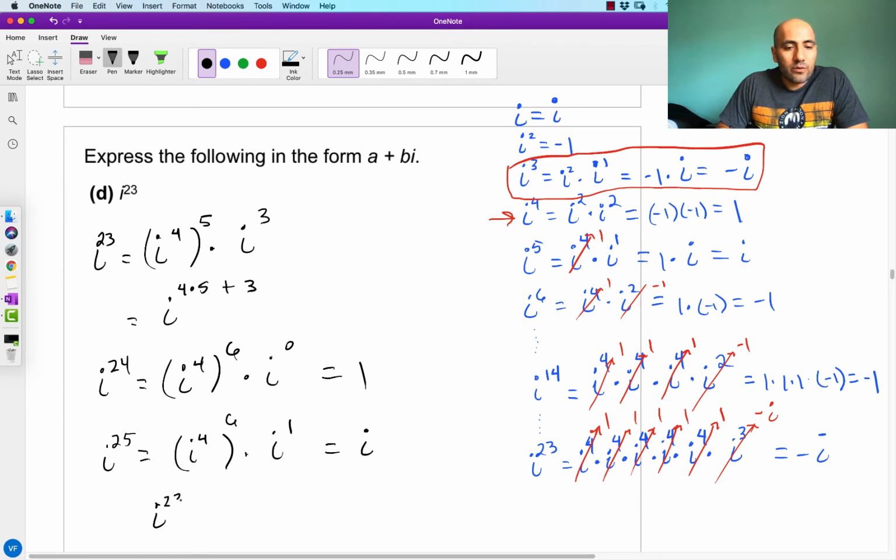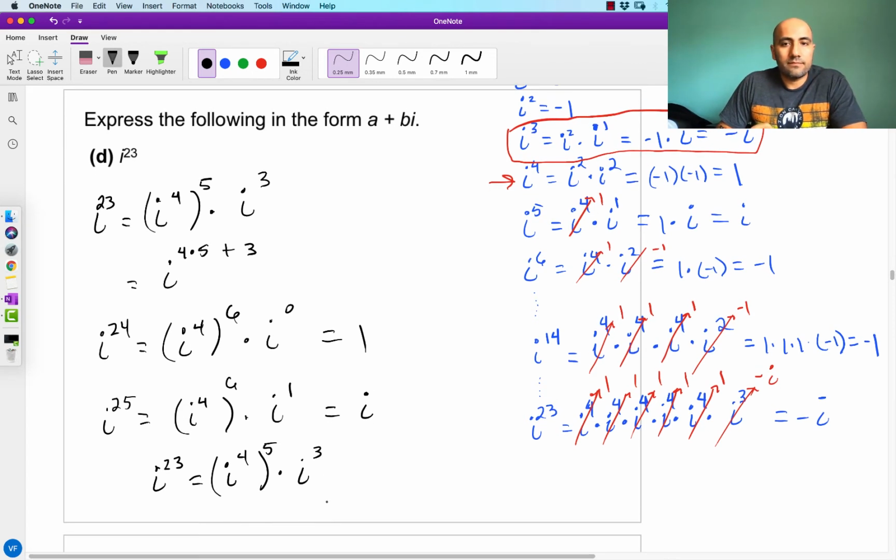So i to the 23rd is equal to i to the 4th raised to the power of 5, times i to the 3rd power, which then becomes 1 to the 5th power times i to the 3rd power. And we know from up here that i to the 3rd power is just negative i. So this becomes negative i.